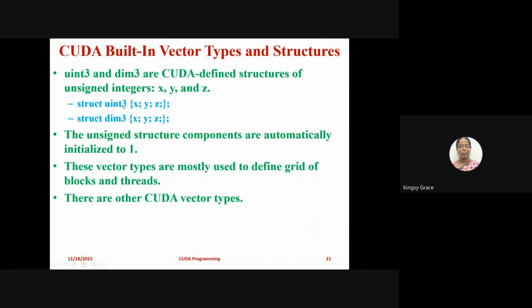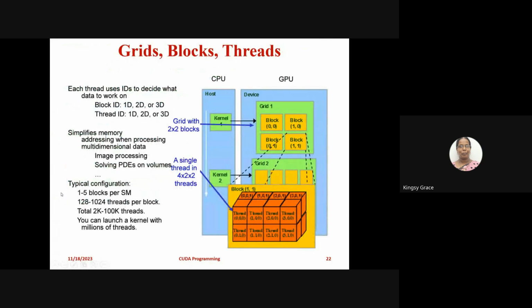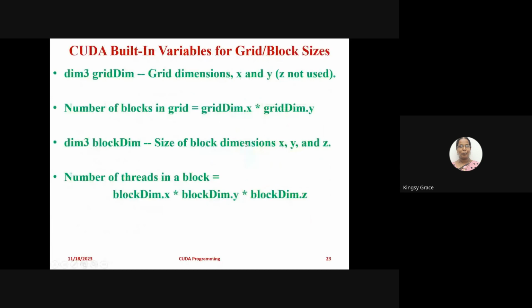So unsigned integer in 3 dimensions is one structure, and struct dim3 is another structure. Here all structure components are automatically initialized to 1. The grid of blocks and threads can be defined using these vector types. Other vector types are also available. We have already seen this, so I'll move to the next one.